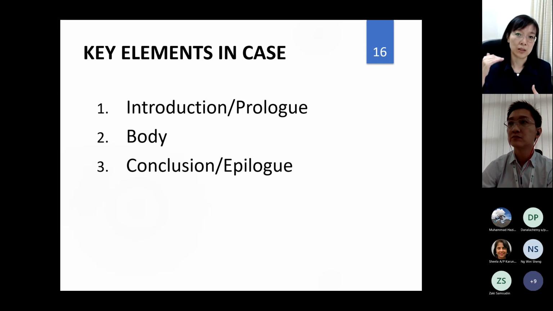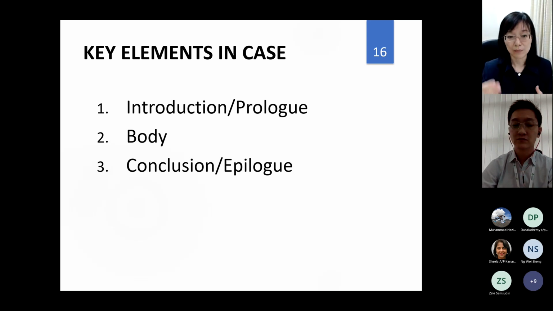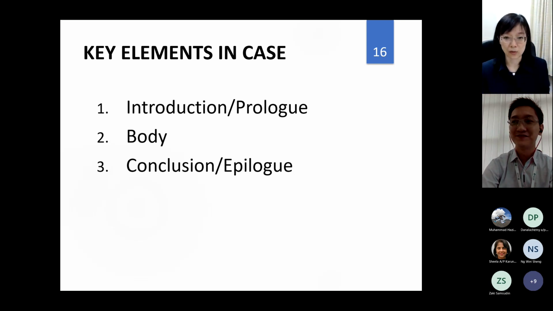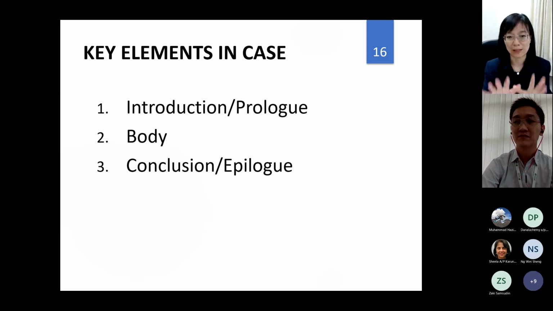You have the introduction, or we have a prologue, the body, and then the conclusion, or we call it the epilogue. So if you start with an introduction, you will have a conclusion. If you start with a prologue, you will end with an epilogue. Okay, so those are the 3 elements. It's different from writing a journal article, because journal articles have more headings, right? This one is actually quite standard: introduction, body, epilogue.